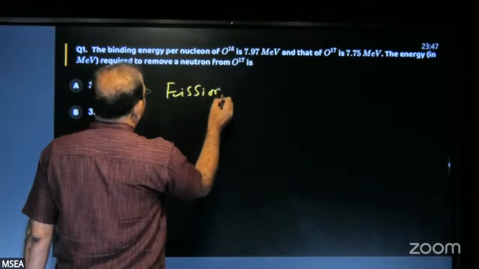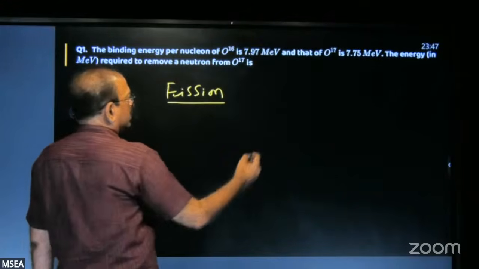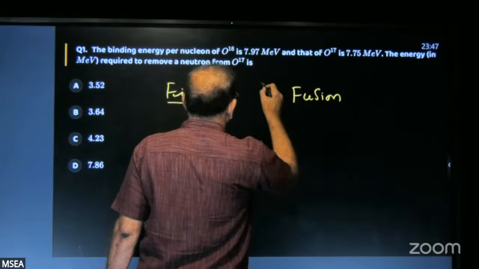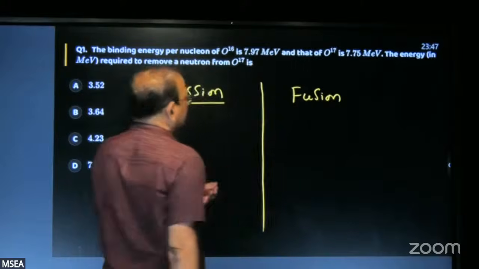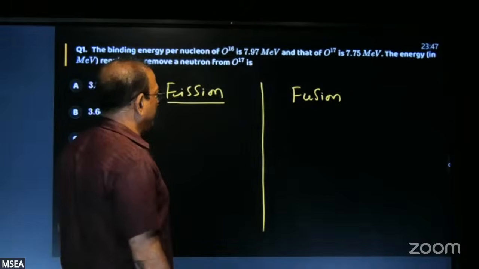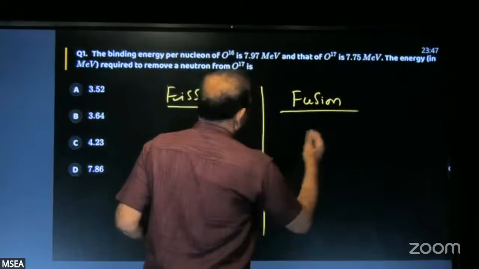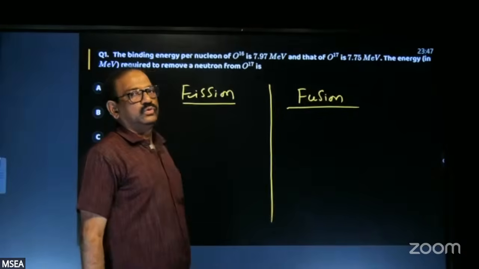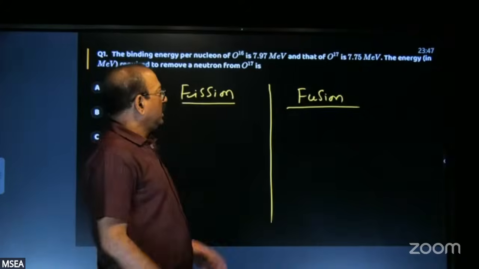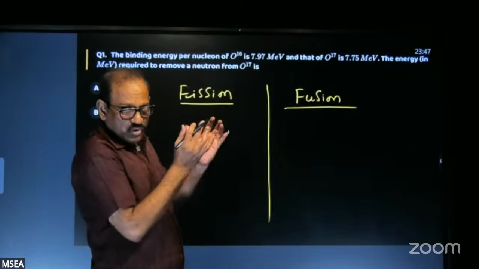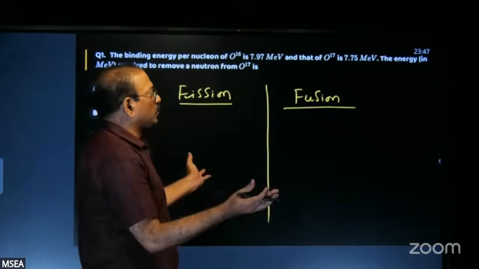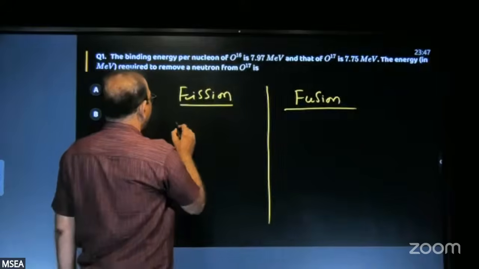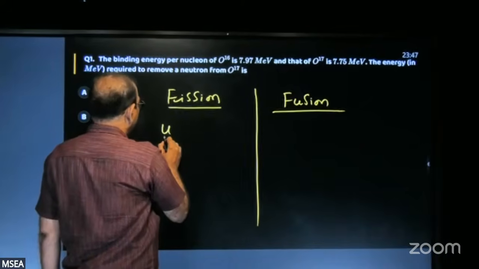Fission, splitting of heavier nucleus, no? Fission. Fusion, lighter nuclei combine to form slightly heavier nucleus. Fusion. Why do nuclei undergo such reactions? To become stable. A heavier unstable nucleus splits into two moderate stable nuclei when bombarded with a neutron.